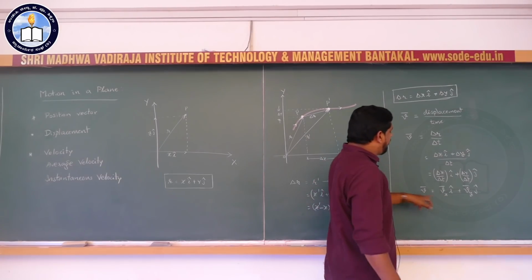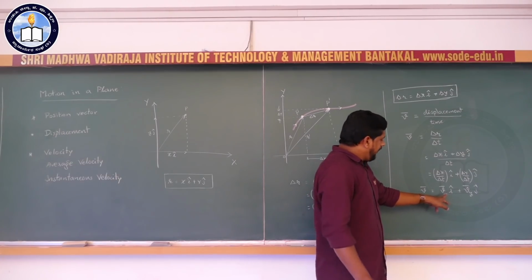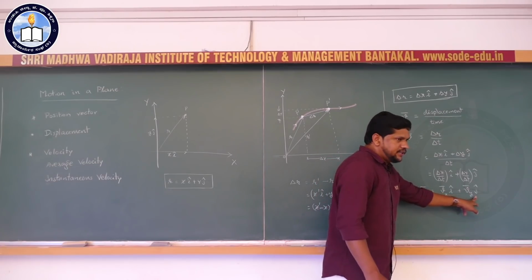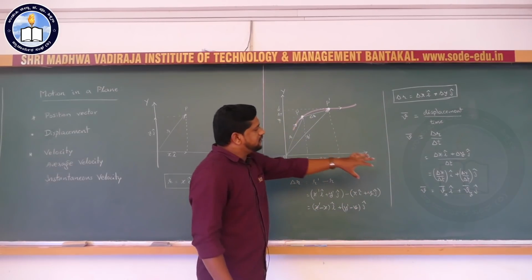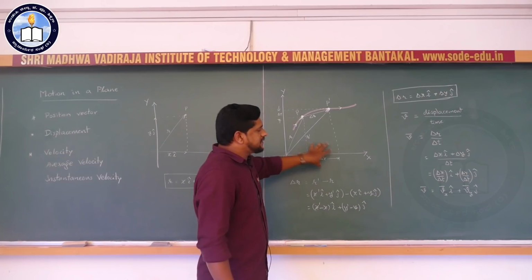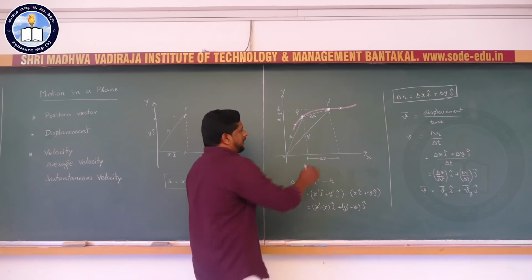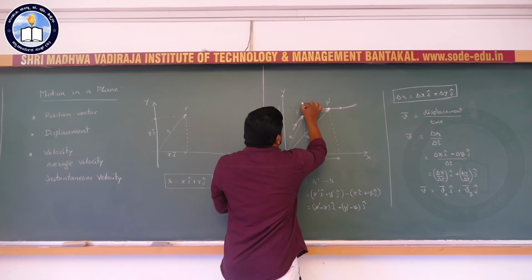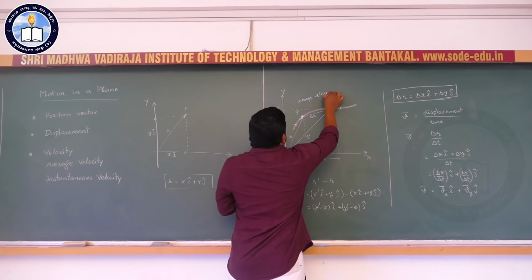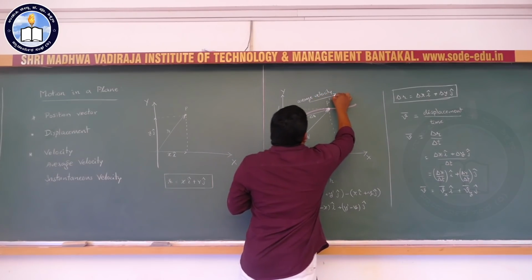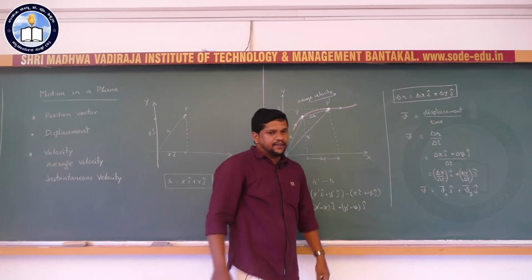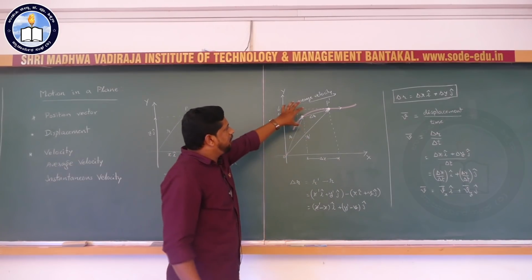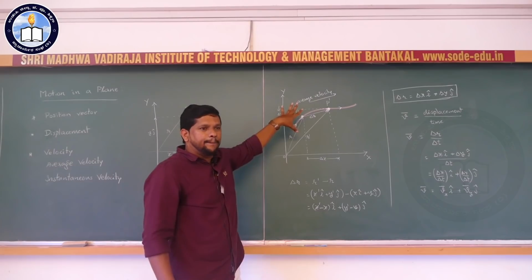So the average velocity is Vx i cap plus Vy j cap, where Vx and Vy represent the average velocities along the x direction and y direction respectively. Therefore, the direction of the average velocity will be along the direction of delta r. So that is what you have to remember in the case of planar motion.